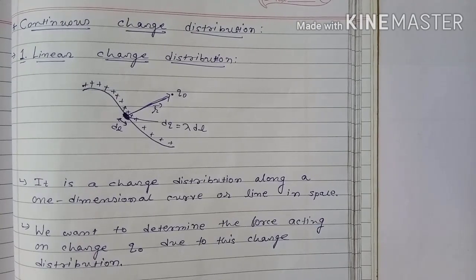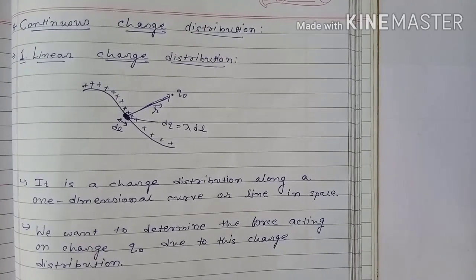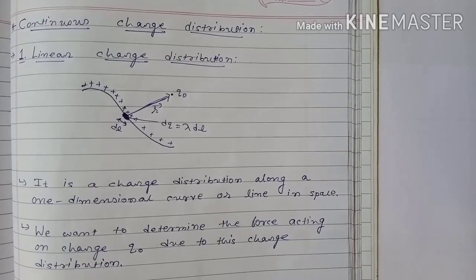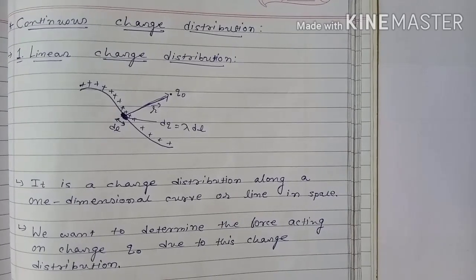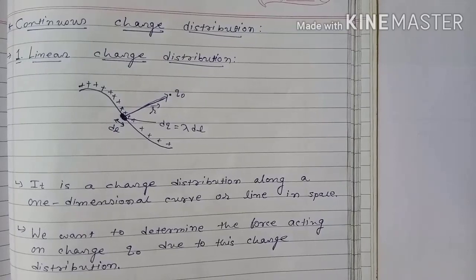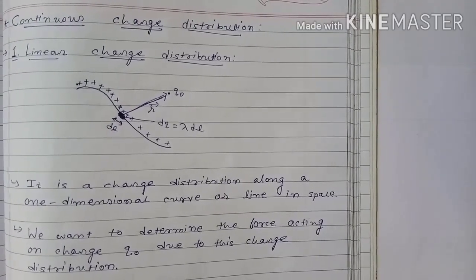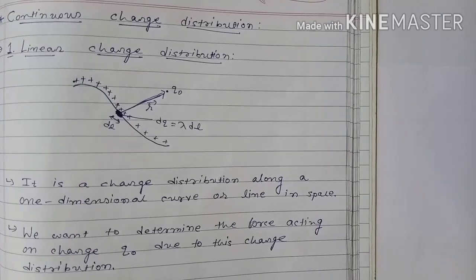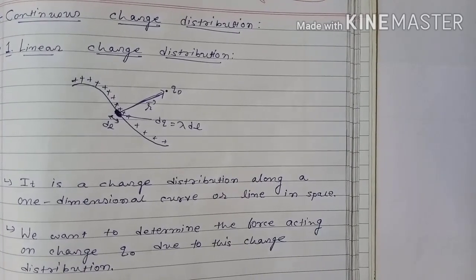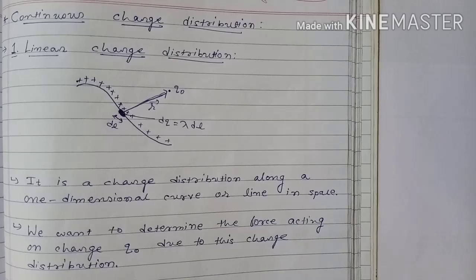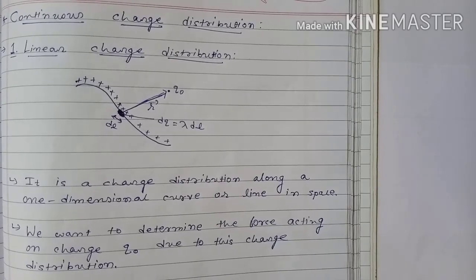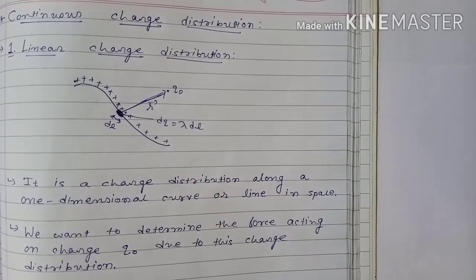If charge is distributed in one dimensional space, then we have to take linear charge density. If it is distributed in two dimensional space, then we have to take surface charge density. If it is distributed in three dimensional space, then we have to take volume charge density. So now we have to see three different types of charge distribution: linear charge distribution, surface charge distribution, and volume charge distribution. First, we have to understand linear charge distribution.